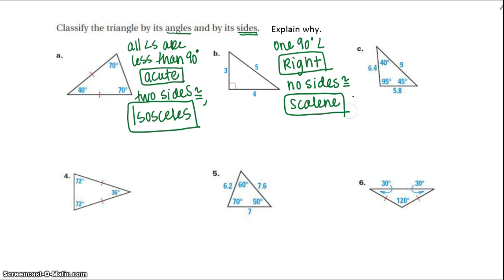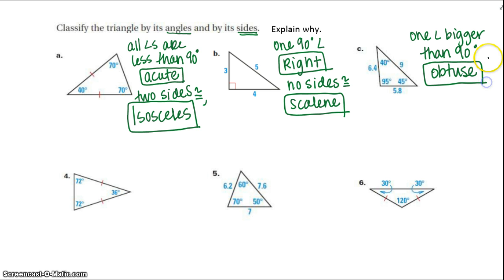Done with this one. Let's look at C. Ooh, got some decimals in here, but don't get frightened, okay? You all can handle it. So let's talk about the angles. We've got 40, 95, and 45. So is this right, acute, obtuse, or equiangular? Well, it's going to be obtuse because we have one angle bigger than 90 degrees. So we have one angle bigger than 90 degrees, so it's going to be obtuse.